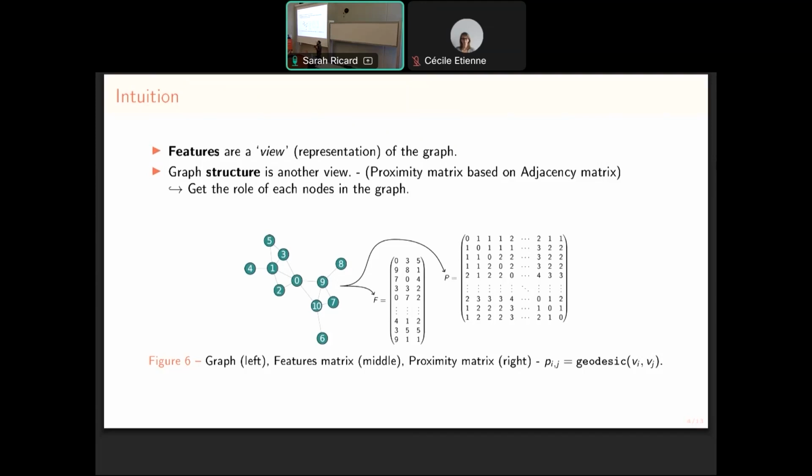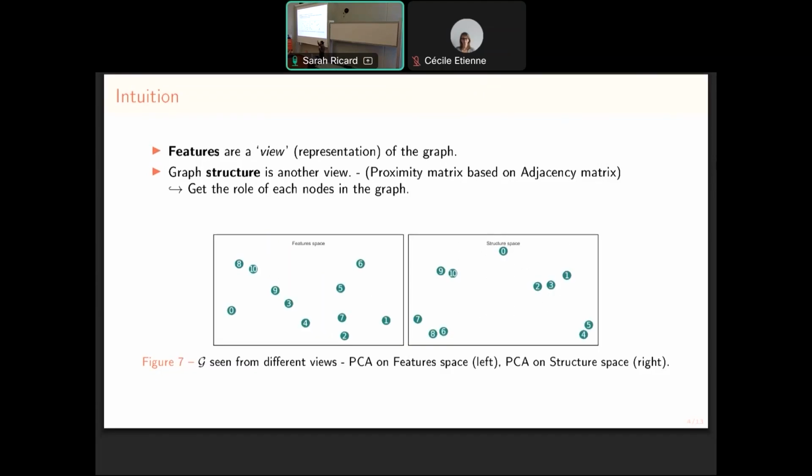And actually, we could consider other views. For example, you could think of the Laplacian of the graph to have additional information. But for the sake of simplicity, we will only consider these two views. Well, now that we can represent the graph in two different matrices, we can actually plot the nodes. So it would look like this.